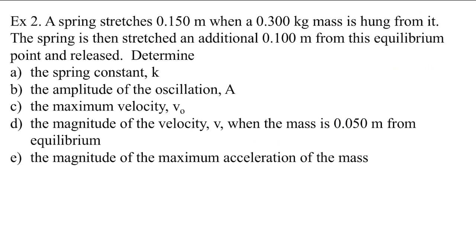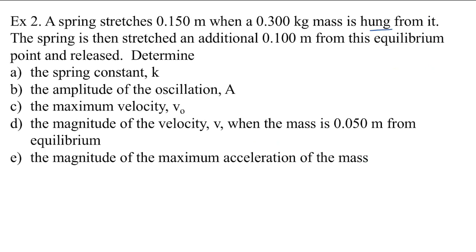Let's do another example, but now with some actual calculations. Okay, this one's going to be a lot. So let's really think through it step by step. Okay, so a spring stretches 0.15 meters when a 0.3 kilogram mass is hung from it. So this is going to be a vertical spring because we have the language of hanging.